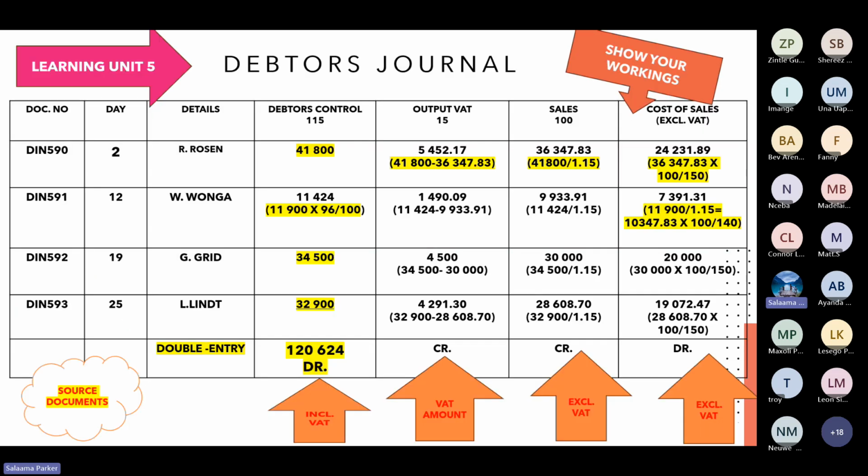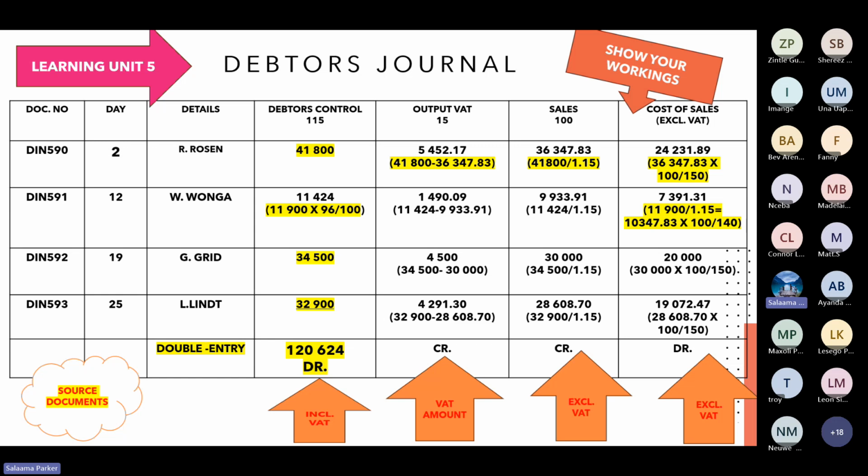Right, so again, we have highlighted the transactions that should be recorded in our debtors journal. We had 4 dates. Can you see I've recorded all my document numbers? Okay, there's the dates, the details. Who did I sell the goods to on credit? Rosin, Wonga, Grid, Lint. Right? And then, of course, I showed all my workings.